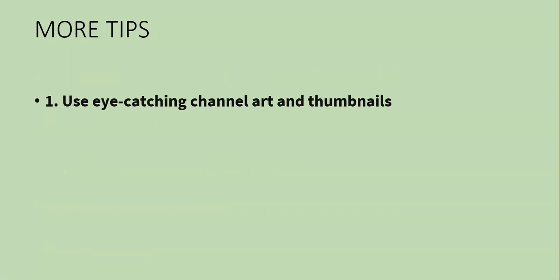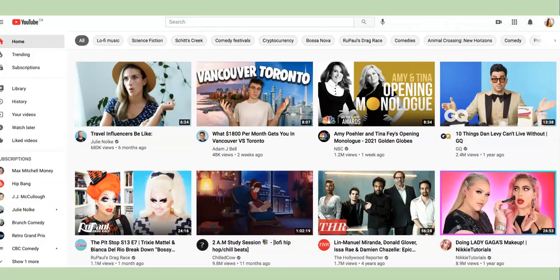Okay, so I want to give you 5 tips on how you can keep growing your channel. Number one, you need to use eye-catching channel art and thumbnails, something like this. Look at these pictures, they are eye-catching. Someone's like, oh, this is interesting, I want to learn more about these things. So it must be eye-catching. That's very critical.